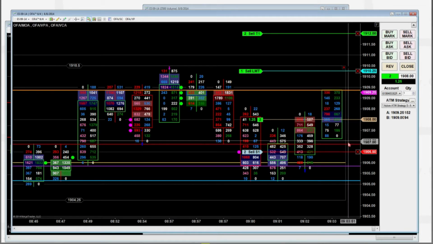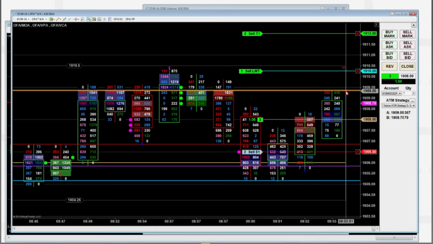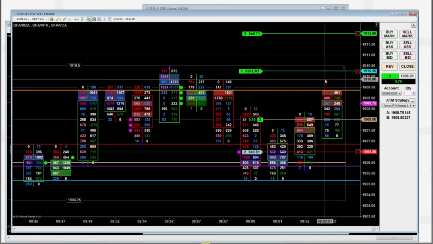Okay. This is opening swing high. Now I want to see it pop above opening swing high. 1909 quarter. Come on, baby needs shoes. Baby needs shoes. Come on.